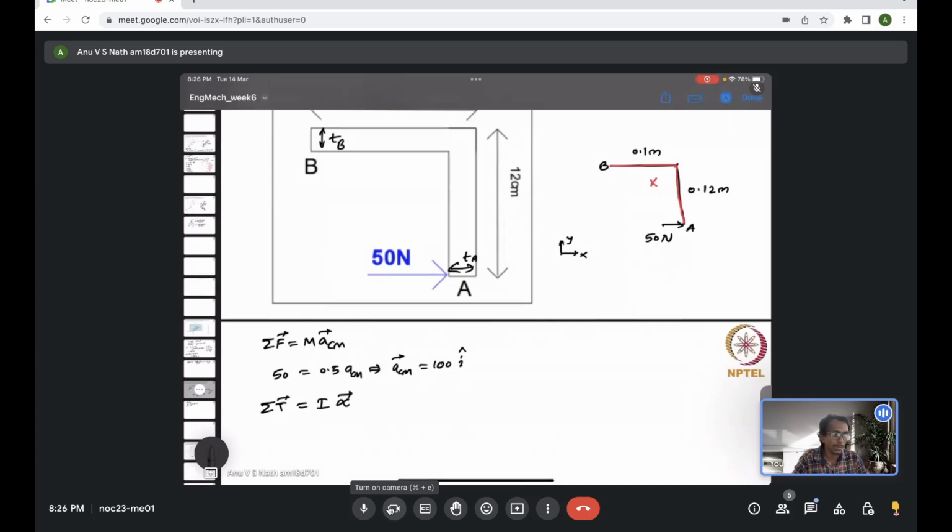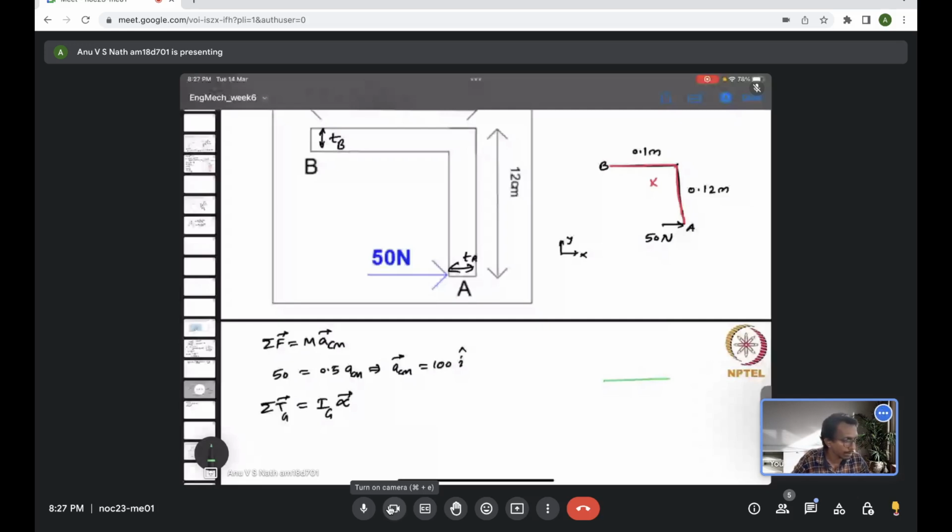And now because there are no fixed points, everything is moving, so we have to write it about the point G. For that we have to first evaluate the location of G. Now again we draw the bodies here. Consider a coordinate system. This is purely for the purpose of evaluating the center of mass.